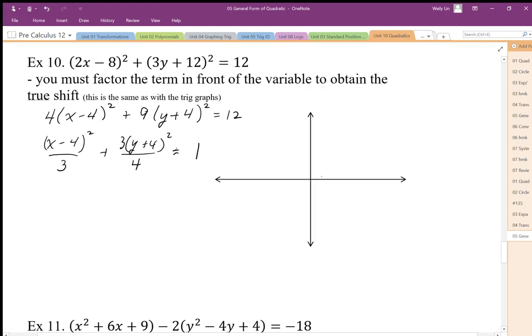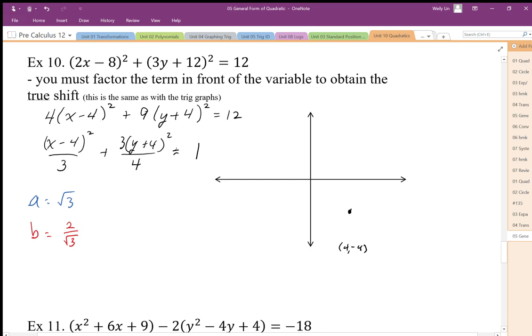The center is going to be at 4 to the right, 4 up, so 4, 4. There's my center. 4, negative 4 is my center, isn't it? Down 4. So it's at 4, negative 4. My a and b values, I need to make sure I calculate those. My a value is square root 3, approximately 1.73. My b value is going to be the square root of this reciprocal, so it's going to be 2 over square root 3.